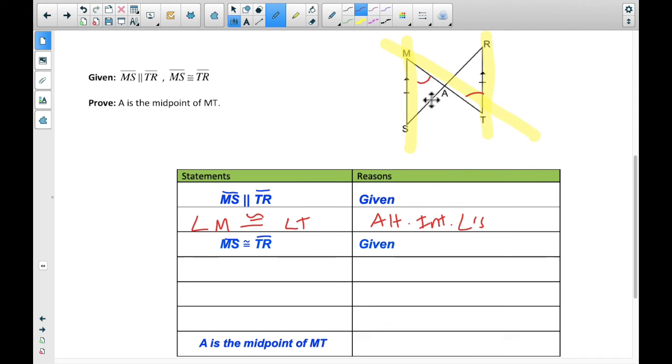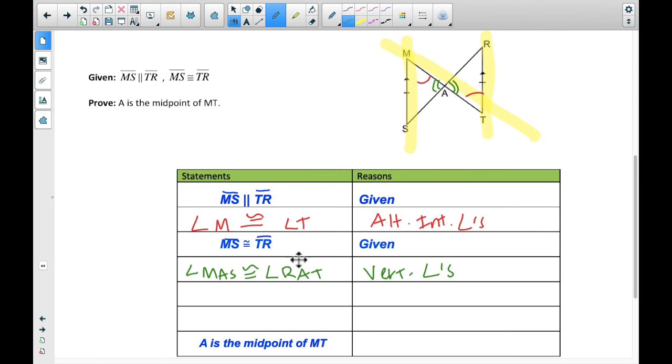Okay, so we have alternate interior angles here. We have this side that is congruent. Do you see anything else we can get? Yes, this is an easy one. We should be able to locate it really easily. That is angle A is congruent to angle A. Of course, we can't say A because we have to talk about the actual angle. So I'll say angle MAS is congruent to angle RAT. Why do we know that? Because those are vertical angles.